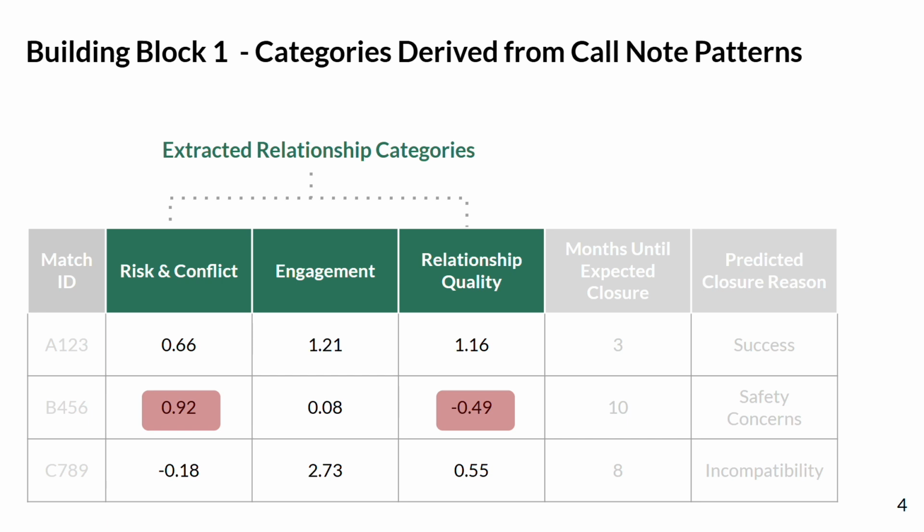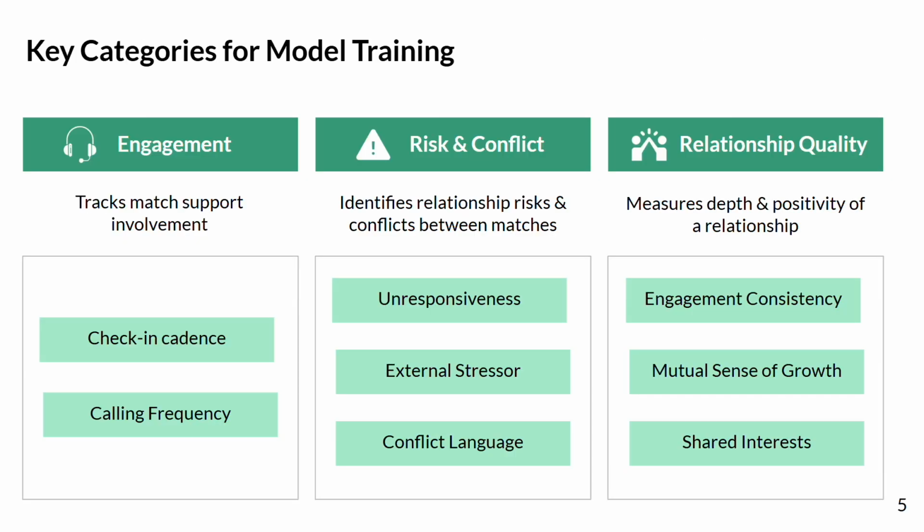These components are composed from call note patterns, and they help us identify the health condition of each match. Risk and conflict help us know whether there are challenges going on for the Bigs and Littles. Engagement tells us the frequency of BBBS contact, and relationship quality tells us how well the Bigs and Littles are doing. These are all from the call note patterns. These three components come from different features. For example, risk and conflict are composed from unresponsiveness, external stressors, conflict language, and other features.